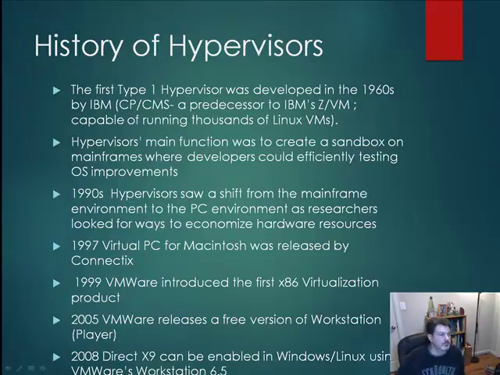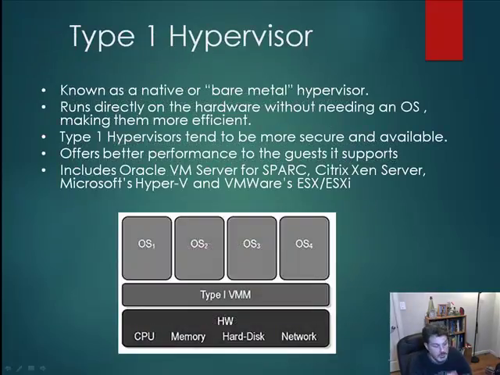In 2008, DirectX for the first time ever was able to be enabled in Windows and Linux virtual machines using VMware's latest workstation product at the time, Workstation 6.5. VMware has been around a long time in the virtualization game. Maybe not the first player, but one of the first players. And they have really adopted the first to market strategy, which has done them well throughout the years.